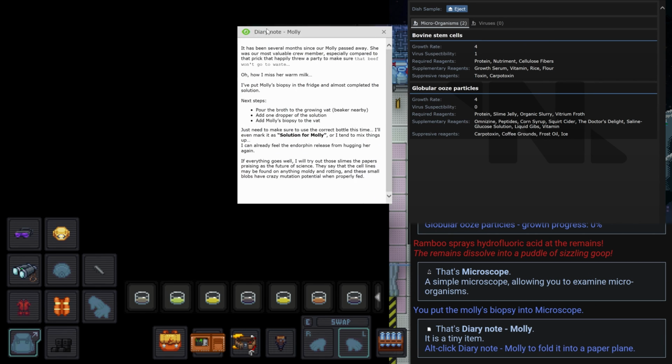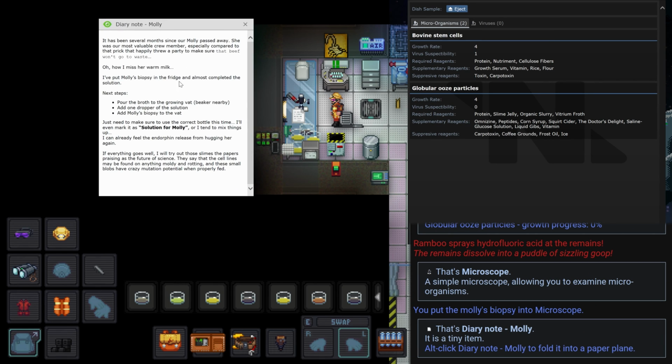It's from the quest that we read before, where there was a scientist that was trying to revive a cow to get her delicious milk. And also we can see that there is some other type of cells, the globular ooze particles. They also require some reagents to be created. They have the virus susceptibility, which will reduce the growth rate. So let us analyze what this scientist was trying to do.